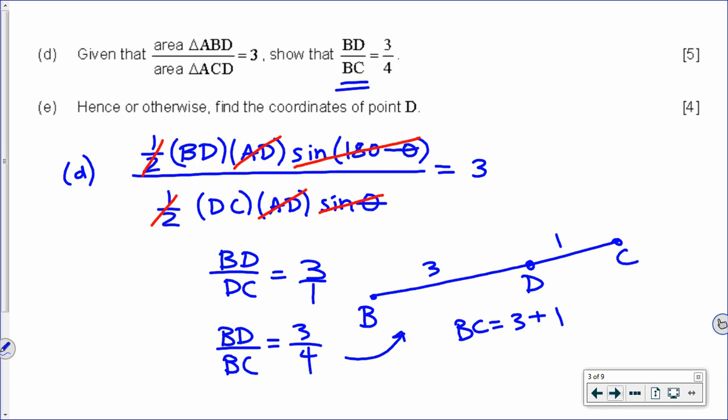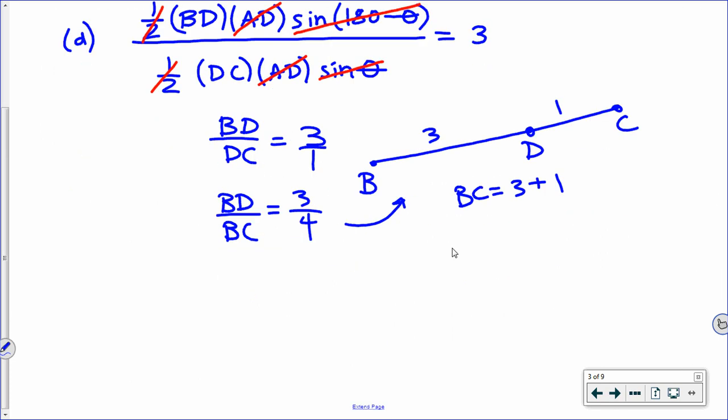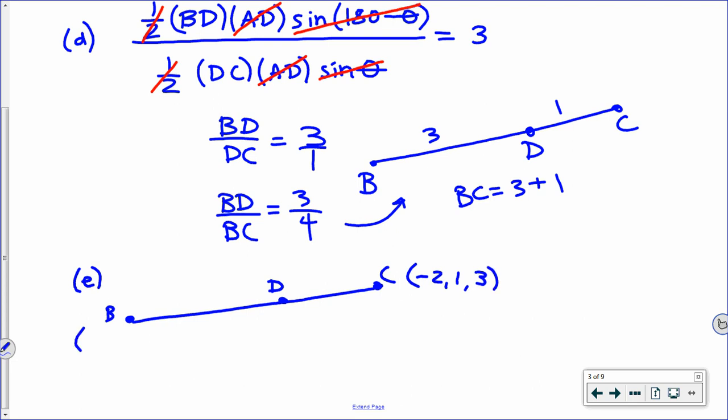And then we have to bring our vectors back into play for part E. There's a few ways we could go about doing part E. So, hence or otherwise, find the coordinates of point D. So it's nice that we have this picture here. I'm going to redraw it, and I'm going to label B and C with the coordinates that we were given earlier in this question. So this is B, D, and C. C was -2, 1, 3. B was, I've already forgotten it, let me look it up here. It was 4, 1, 3. We can see that they have the same Y component and the same Z component.